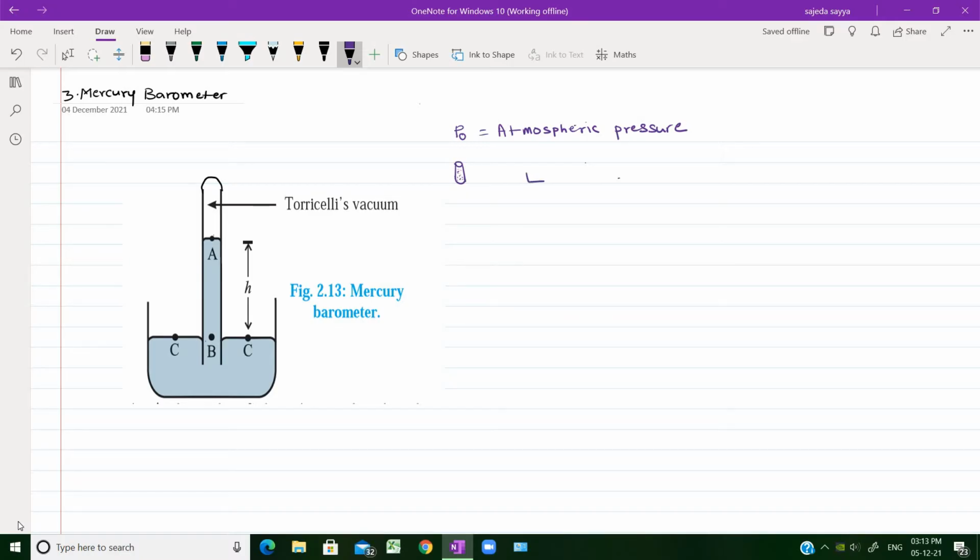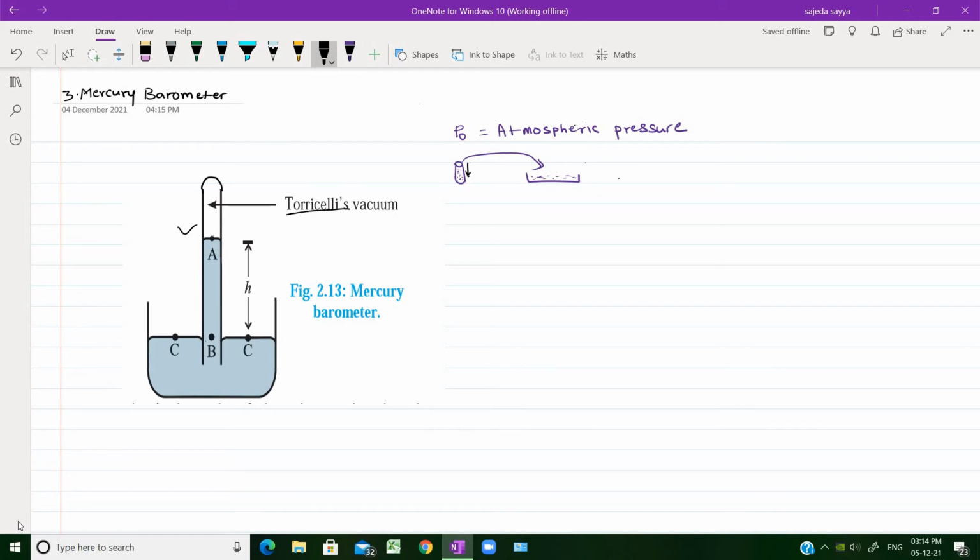In another open container, which also contains mercury, the open end of this tube is kept, and it is inverted into that container in such a way that air cannot pass into the mercury. So it is upside down, as shown in this figure. But as this end is open, some part of the mercury from this tube will spill out of the tube, and there is a formation of a vacuum, which is called Torricelli's vacuum. This portion may contain mercury vapors too.